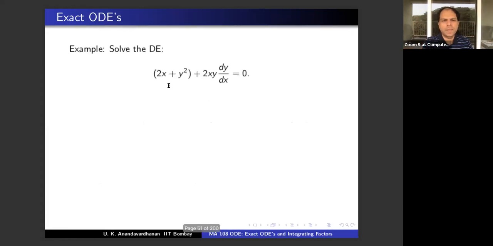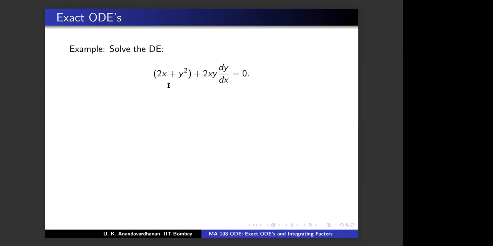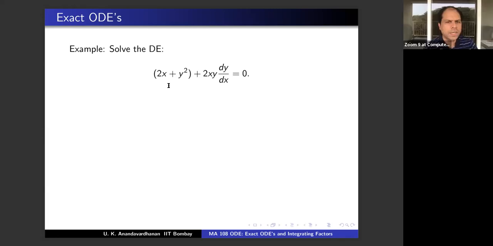Let's do an example. This equation is given to you. Can you tell me what the implicit solution is here? Of course, it's coming in the slides, but it will be good if you can tell me. Maybe you don't even need pen and paper, or take a pen and paper. x square plus xy square plus some constant. x square plus xy square is equal to a constant, right?